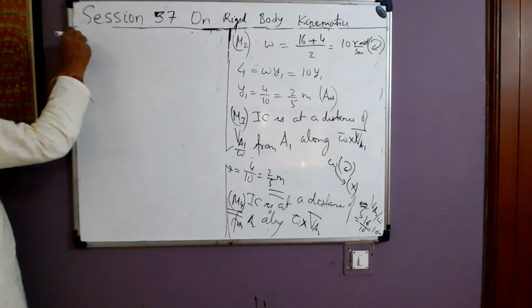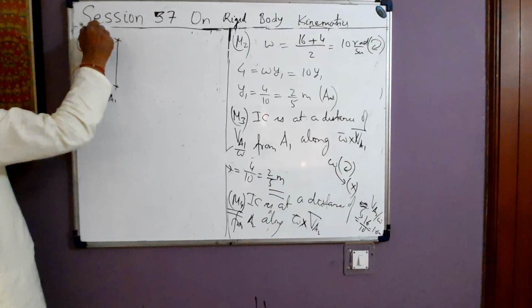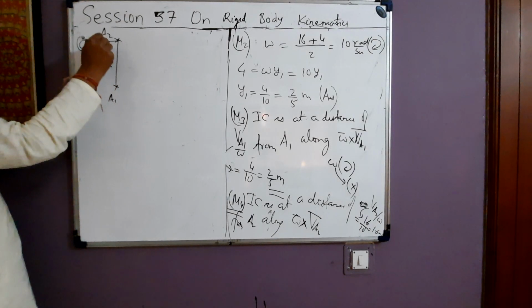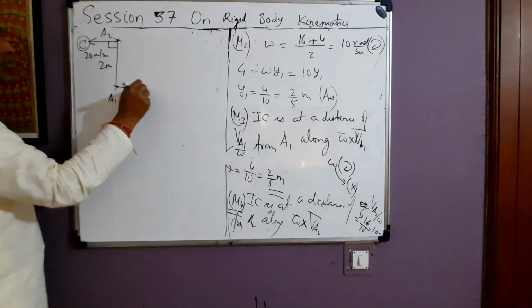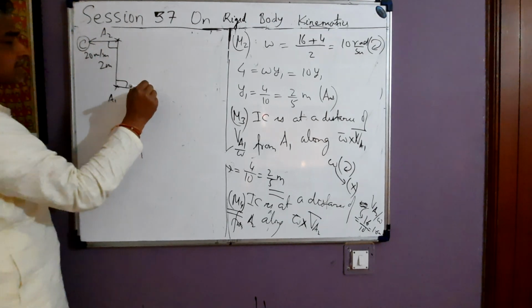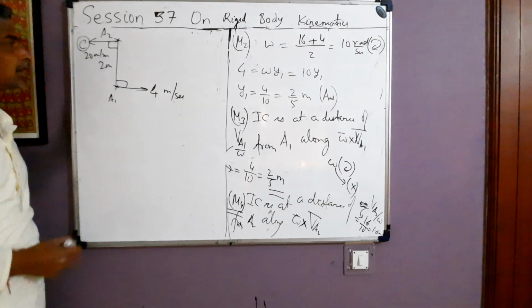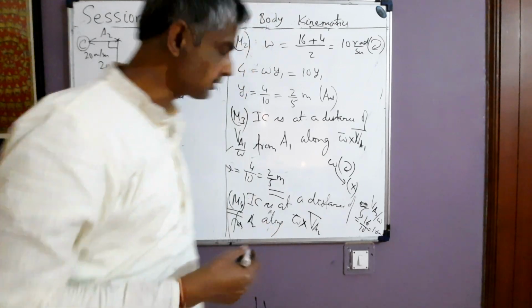I'll take another problem based on this similar problem. This is the rod A1, A2. Length of rod is given to be 2 meter. Velocity of A2 is leftward, say 20 meter per second. Velocity of A1 is rightward, say 4 meter per second. Both the velocities are with respect to ground. Now again we have to locate the IC of this rod A1, A2 with respect to ground by different methods.